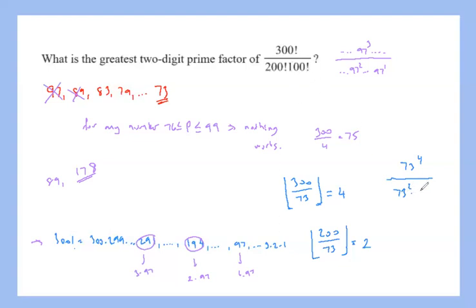And then 100 factorial has only one of them, meaning that you have 3 factors of 73 in the denominator, but you have 4 factors of 73 in the numerator. So 3 of those will cancel. You will get one more 73 in the numerator. That is why 73 is the largest number that you could have as a prime factor of this division. So I hope that makes sense.